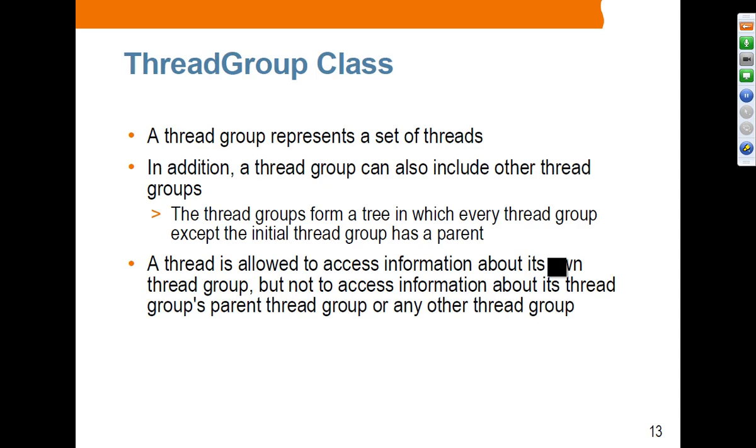Okay, thread group. A thread group represents a set of threads, so a set of threads belongs to a thread group. When you are running your Java application, you are going to see two thread groups: one is the system group, and the other one is the application group. Thread groups form a tree in which each thread group except the initial thread group has a parent, so they can have a hierarchical tree structure. A thread is allowed to access information about its own thread group, but it's not allowed to access its parent thread group.